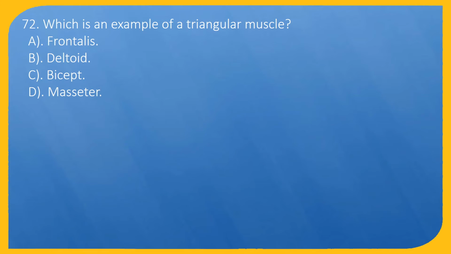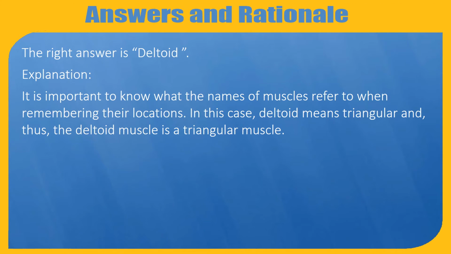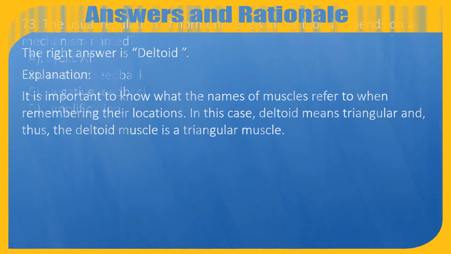Question 72. Which is an example of a triangular muscle? A. Frontalis. B. Deltoid. C. Bicep. D. Masseter. The right answer is deltoid. Explanation: It is important to know what the names of muscles refer to when remembering their locations. In this case, deltoid means triangular and, thus, the deltoid muscle is a triangular muscle.